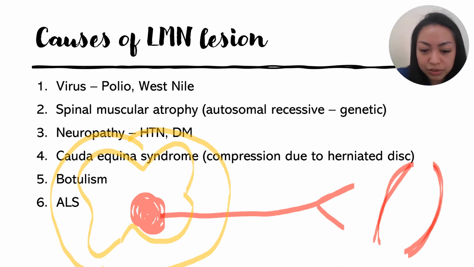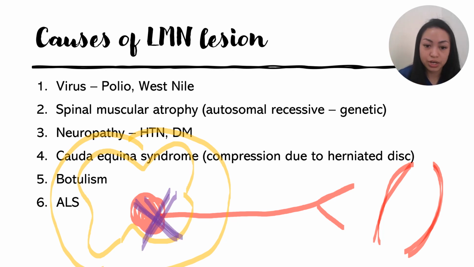So let's first talk about things that can create a lesion here on the anterior gray horn. Things that can damage the lower motor neuron at this point in the anterior gray horn can be something like viruses, so viruses like polio or West Nile virus. Also, we have this genetic condition called spinal muscular atrophy. It's an autosomal recessive condition that can also damage the anterior gray horn. So it can damage it at this point.